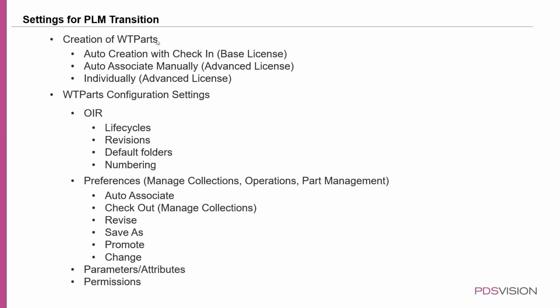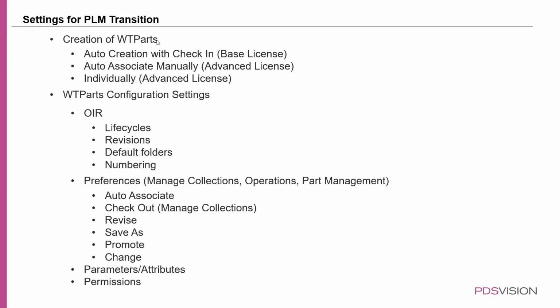But if you hear the terminology of just part-centric, what they're referring to is using WT parts as a focal piece versus the CAD as a focal piece. Now, in the creation of WT parts, there are multiple ways of going in and doing that. One of them is during the check-in process. So when you're doing your check-in, if you go to the second page, there is an option that says auto associate.